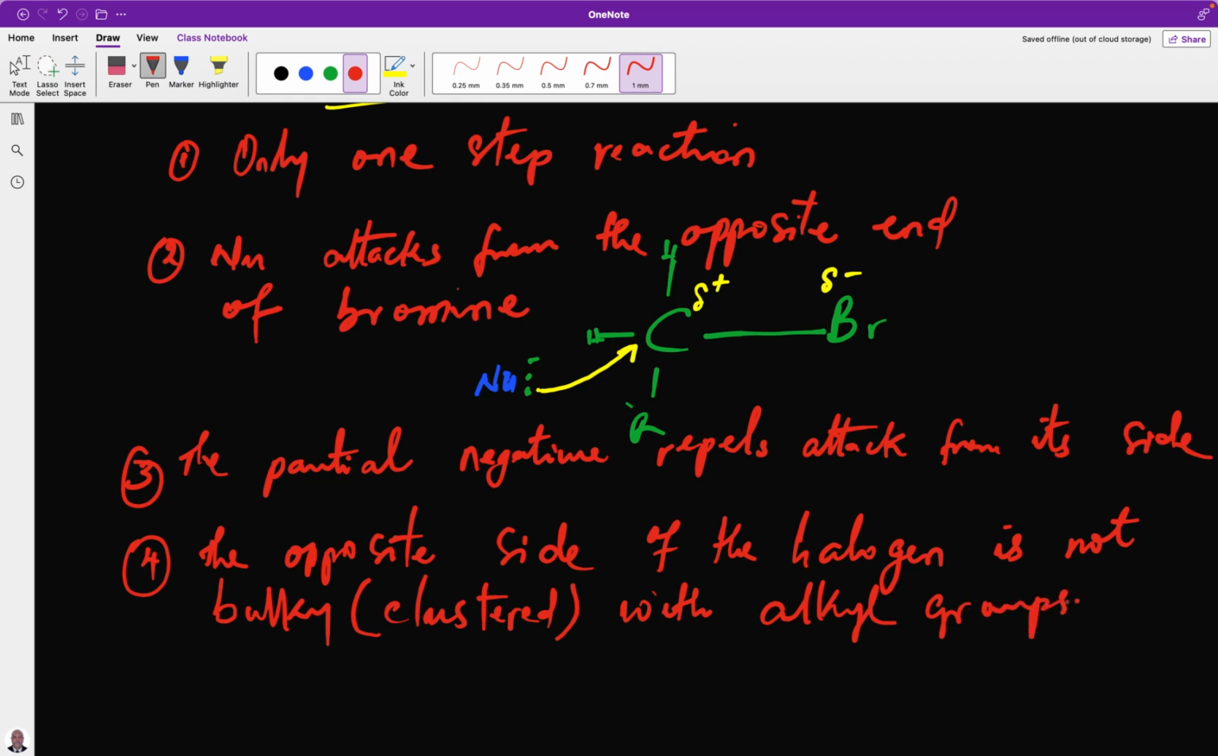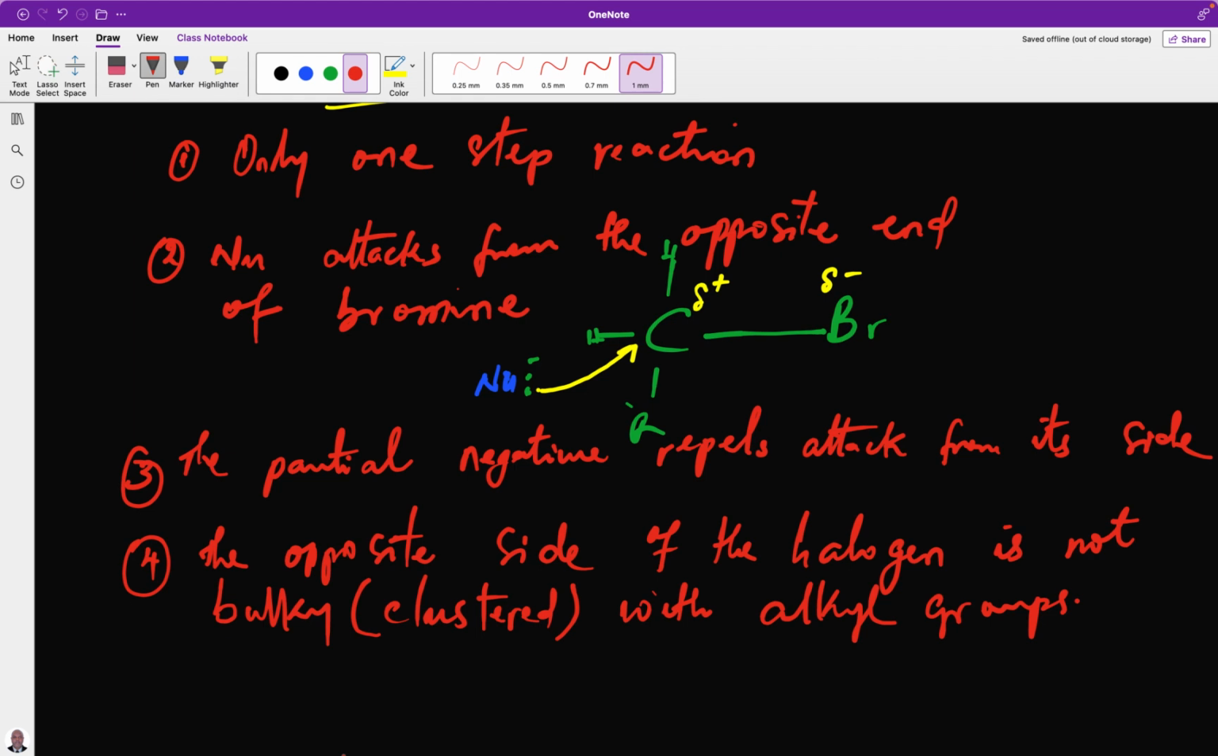What I mean here is this. On the opposite side of bromine, on the carbon holding the bromine, there are not many alkyl groups attached. For that reason, there is space here. There is space on the opposite side for the nucleophile to enter, to attack. So the opposite side is not bulky.